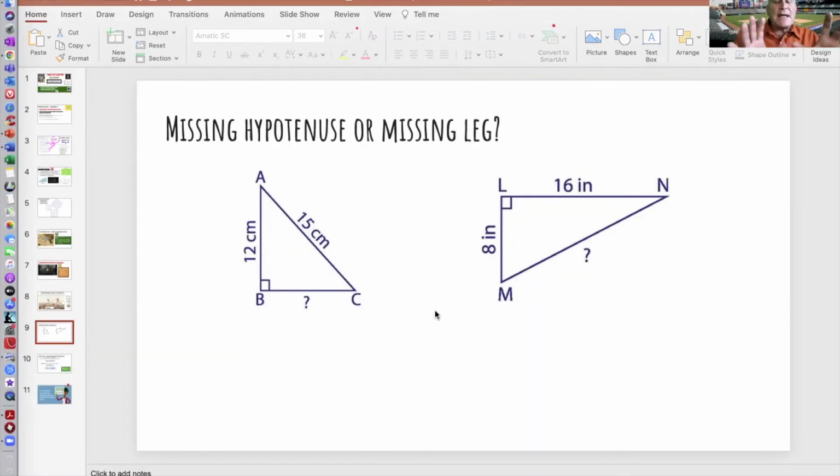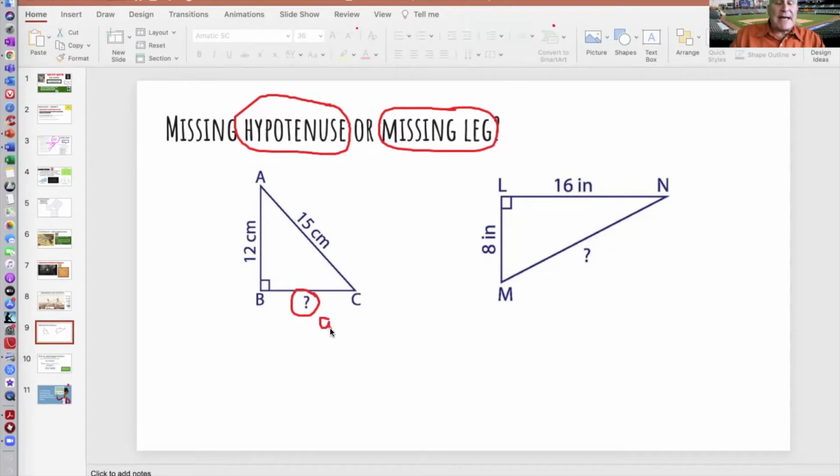I want you guys to be careful when you're doing Pythagorean problems, because this is very important. The first thing you have to figure out is what's missing. Is it the hypotenuse or a leg? So if you have a problem like this first one where you're missing a leg, you have to be careful when you're setting up your formula.